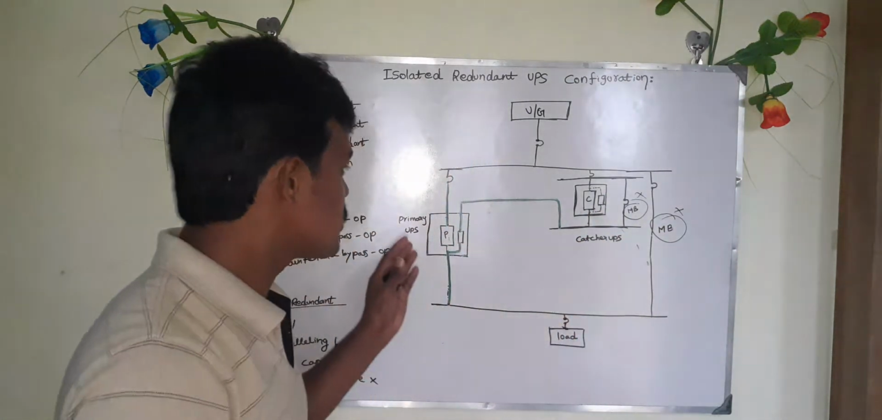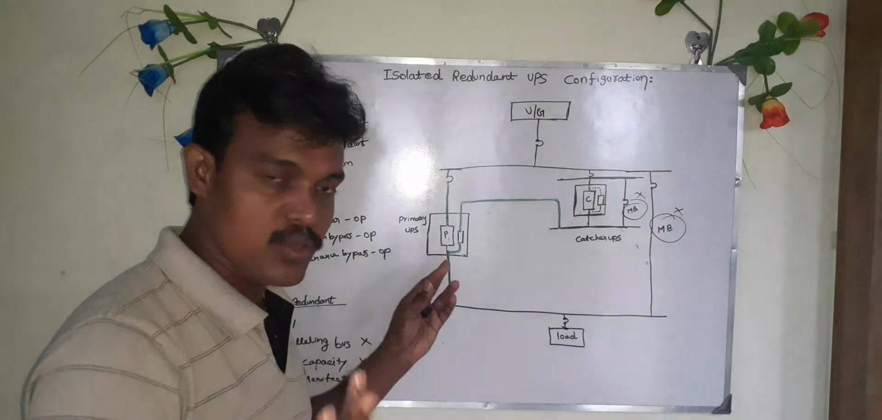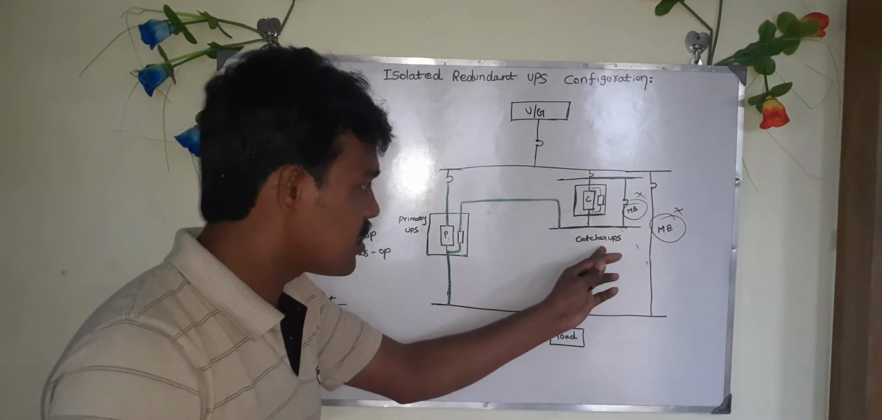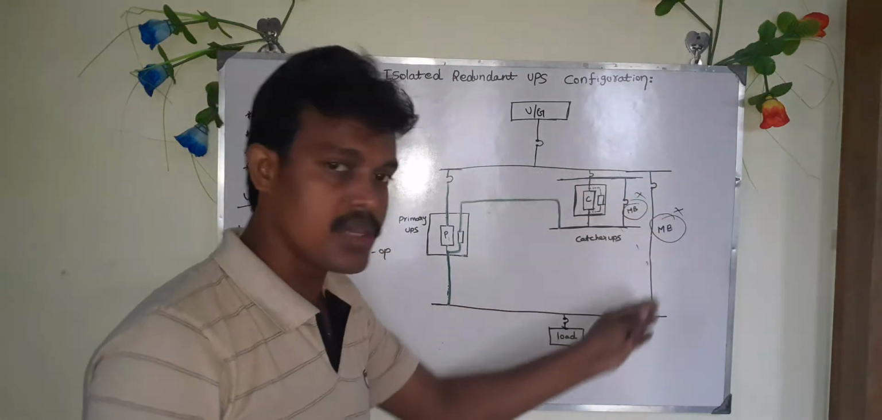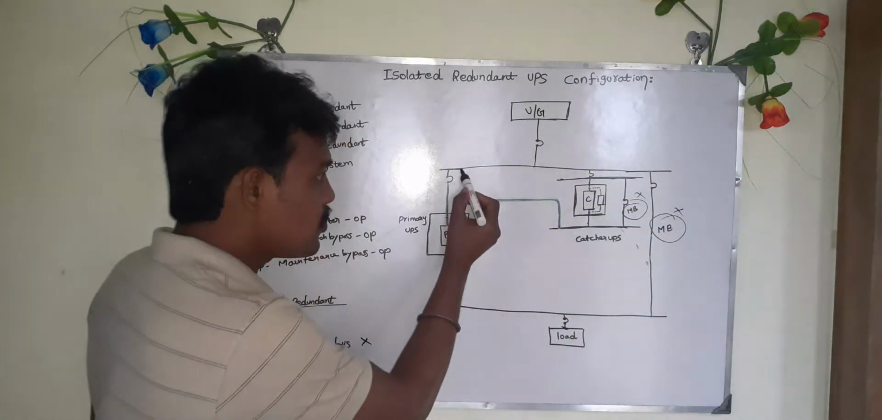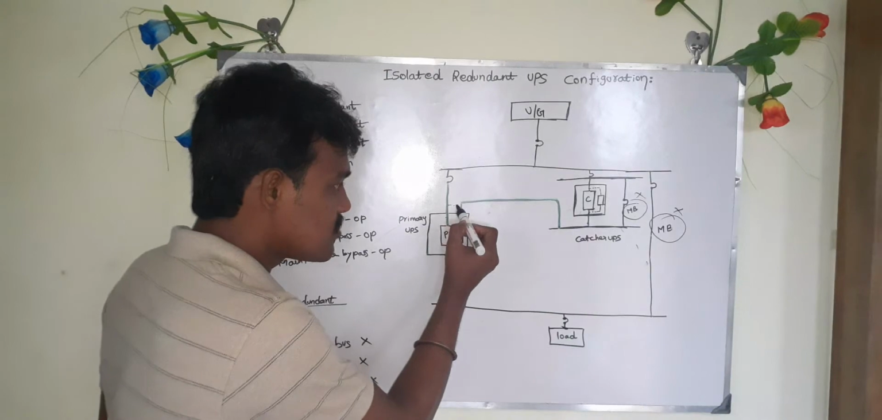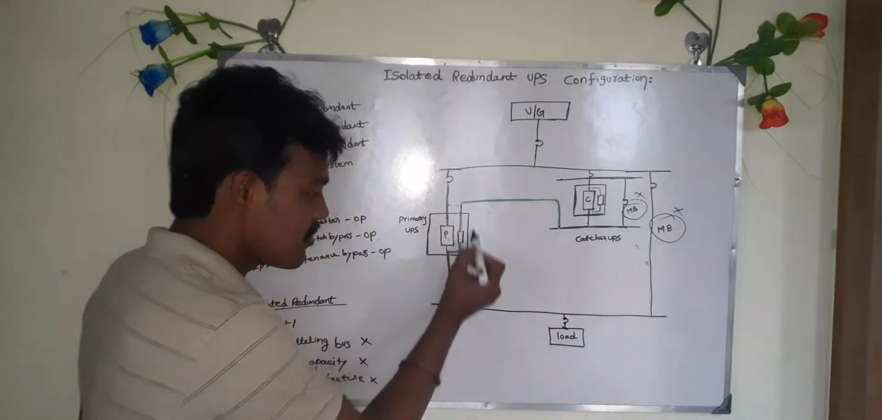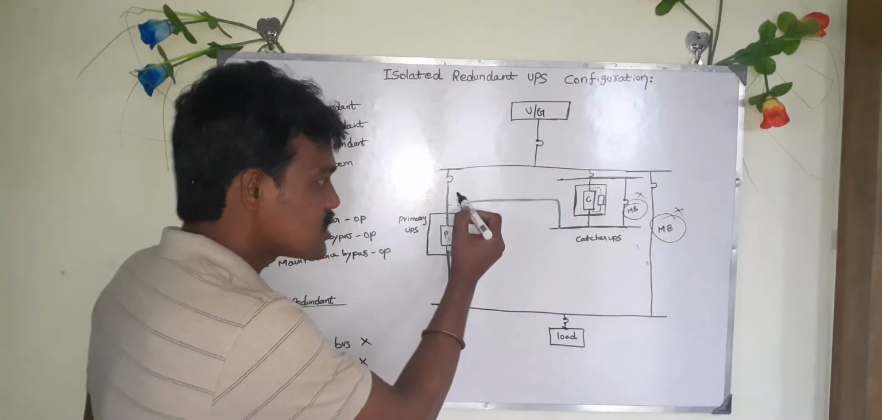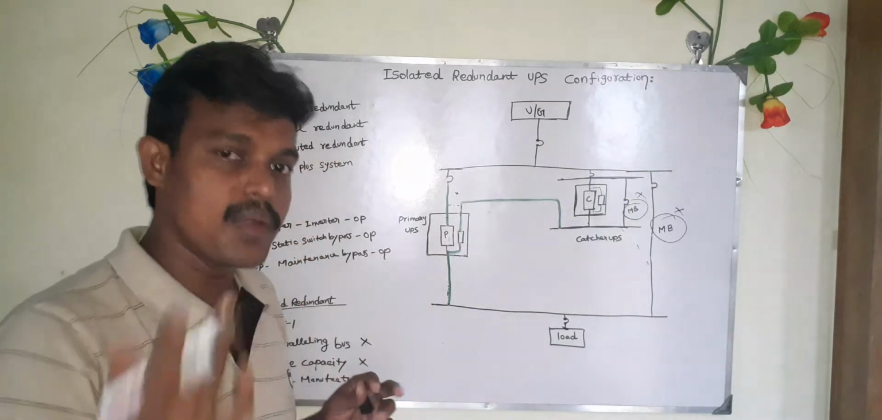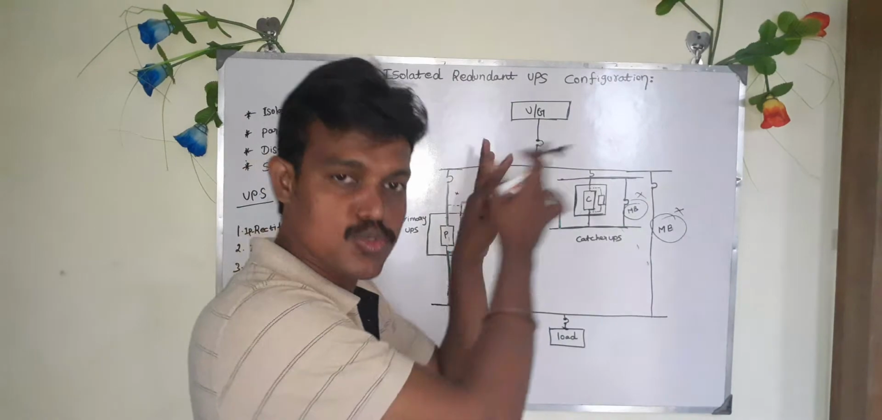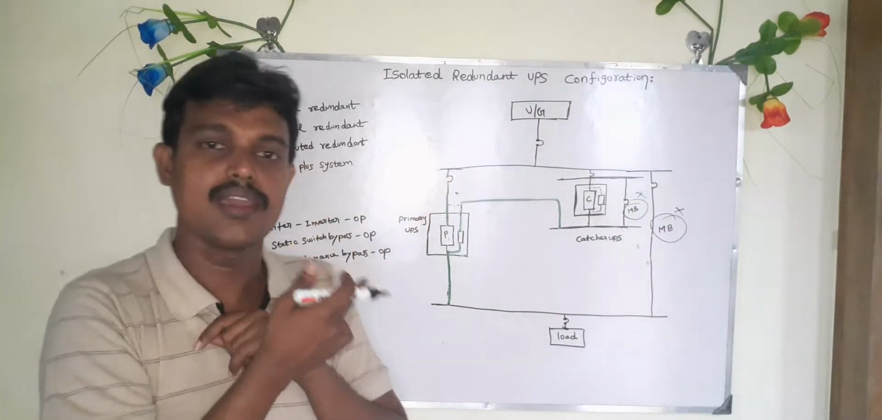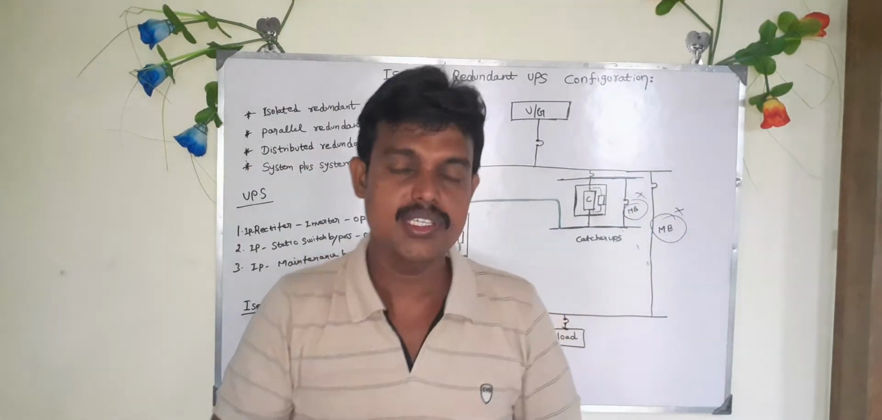Okay. And the static bypass you can use. Why? Because here we are using a catcher UPS. But if you are not using this catcher UPS, what will happen? Here the input power supply goes this way, and here also your raw power will go to your load. That is also not recommendable. So that's why people use this type of configuration in offices. Okay. So this is the isolated redundant configuration system.